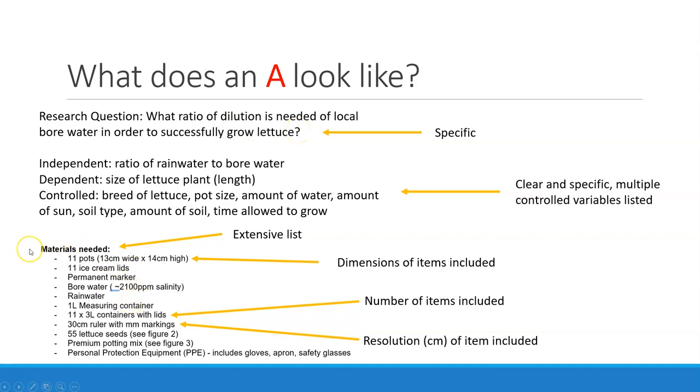Okay, so if we move on to our materials list, you'll see it's quite extensive. We've got the dimensions of the items included. We've got the number of items that are included. We even have resolution, which is like centimeters versus millimeters, on certain items. It needs to be a very specific list.